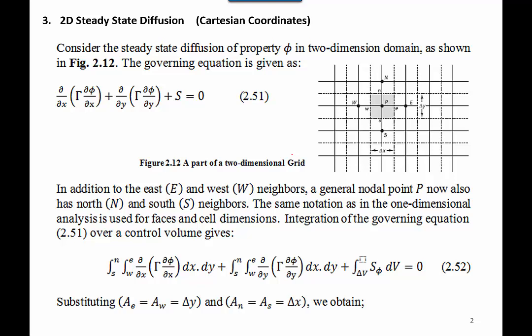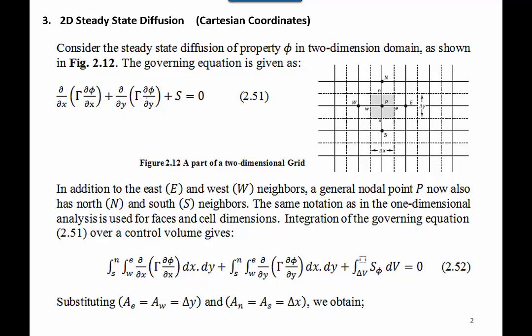Since it is a 2-dimensional case, we will add to the 1-dimensional term another part, which is partial by partial y of gamma multiplied by partial phi by partial y, as shown in equation 2.51.